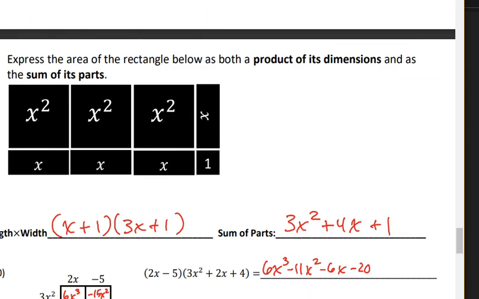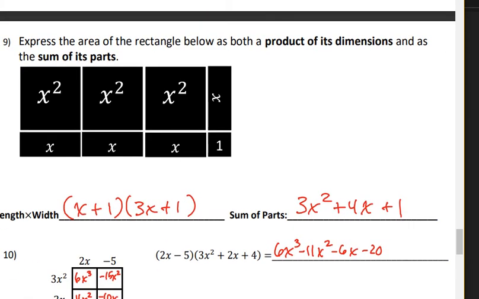In 8, expressed as a product of length times width, it's x plus 1 times 3x plus 1. Those are in parentheses. And then the sum of the parts is 3x squared plus 4x plus 1.